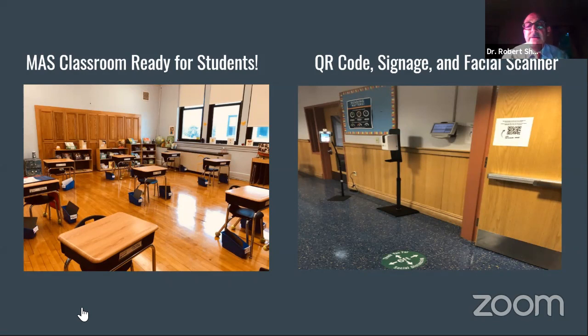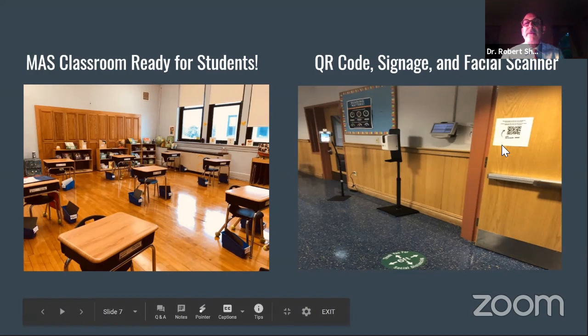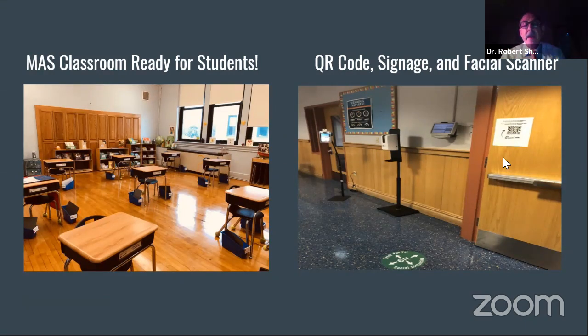On the right-hand side, you'll see right there the temperature scan and the hand sanitizing machine. You see reminders, and this is a QR code that allows individuals coming in to complete the health questionnaire, the health assessment, on their phone, and then you see the decal on the floor. So lots to consider and organize. And again, thanks to all of our custodians, our maintenance staff, and our administrators for putting things in place.